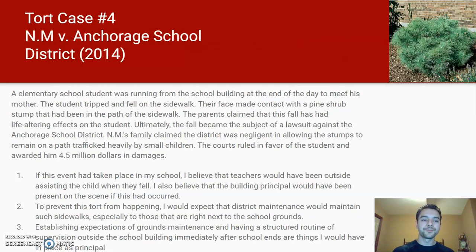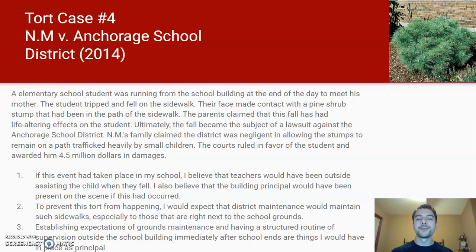All right, our next case, number 4 that we have here is NM, which is a censored name, versus Anchorage School District. This one is kind of a crazy story, and you'll see as you read that there's some interesting things that happened. This was one of the first articles that popped up as soon as I just started researching tort liability cases, so I'm sure I'm probably not the only one who's going to do some research on this case.